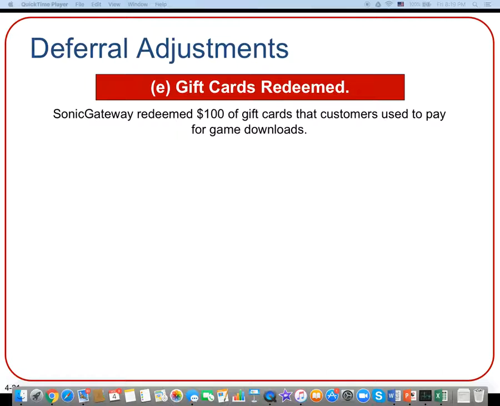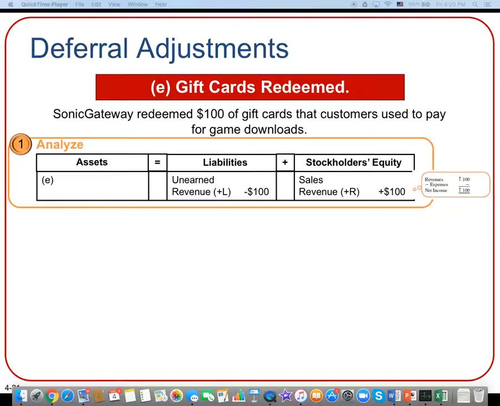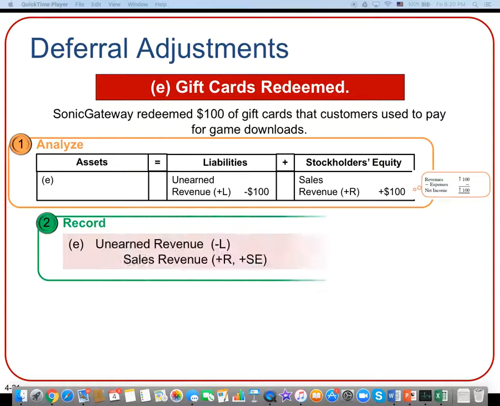So now, when they bought the gift card, what do they record? If you remember from chapter 3, we record cash, and another account, which is what? Unearned revenue. Unearned revenue is a liability account. Now they redeem this $100, so your unearned revenue should be reduced because you no longer have the obligation. You already fulfilled your promise. And then your revenue account should be increased. So you should have a revenue increase and a reduction of unearned revenue.